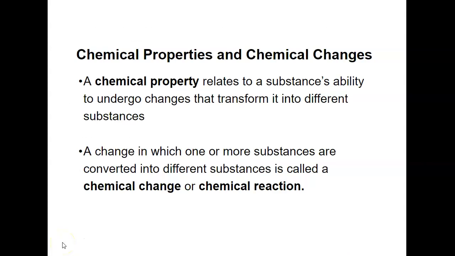Okay, so again, we're going to do a quick review about chemical properties and then the chemical changes. So remember, there was a video about chemical properties, and the chemical properties relates to the substance's ability to undergo change that transforms it into different substances. And we had a long list of chemical properties earlier on, like flammability being one. So a change in which one or more substances are converted into different substances is called, again, a chemical change or a chemical reaction, just as a review.